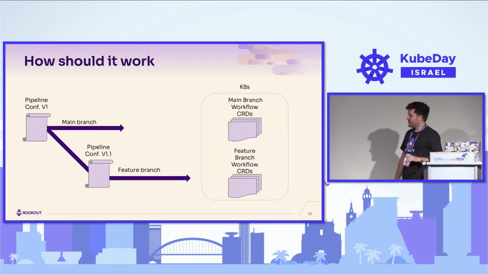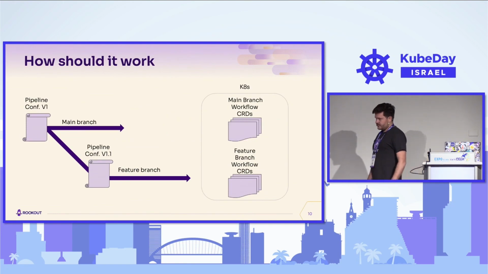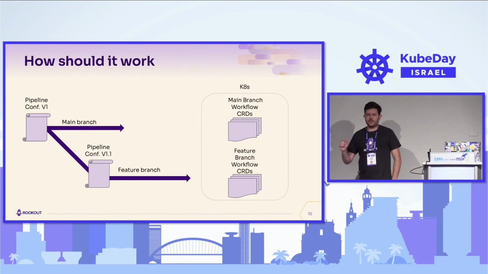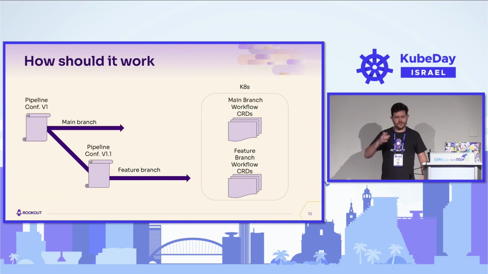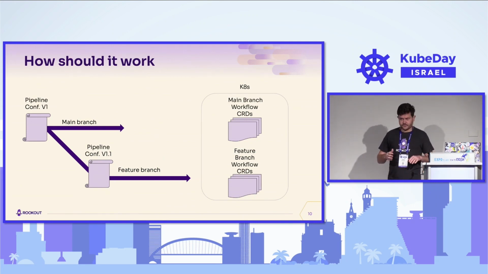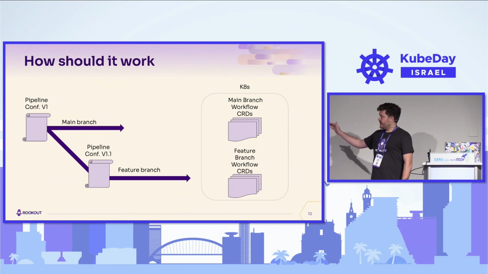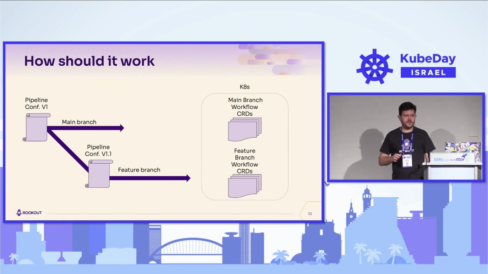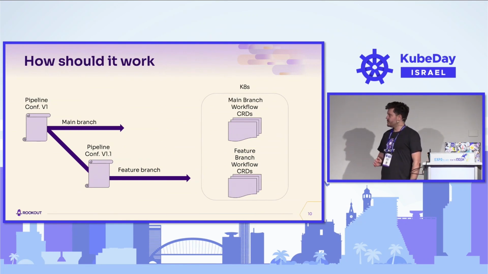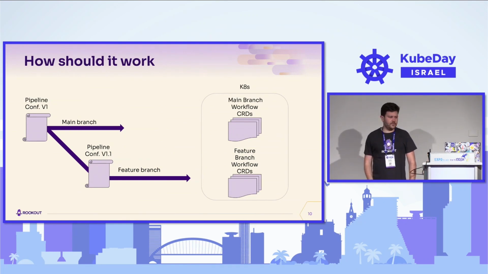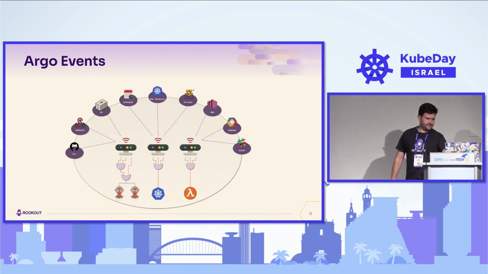So what I wanted to implement is that each of those branches in the source code repo is going to have those folders and files. And the end goal was to create a CRD, a custom resource definition, in the Kubernetes cluster where the Argo Workflows controller lives, and then it will do the heavy lifting for me.